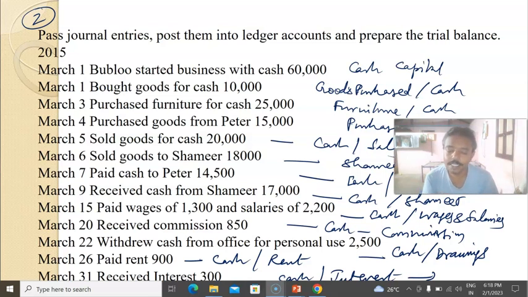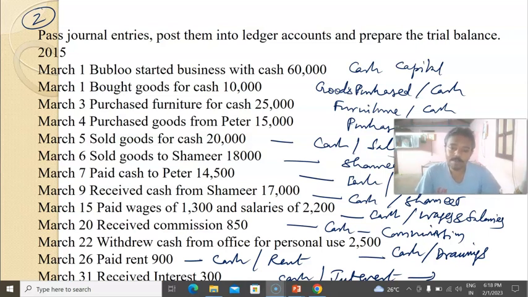Next, transaction number 8, March 9, received cash from Shamir. We already sold goods to Shamir for 18,000. Now we received cash from Shamir, rupees 17,000. So what happens here? Cash account and Shamir account. Cash account is a real account and Shamir account is a personal account.